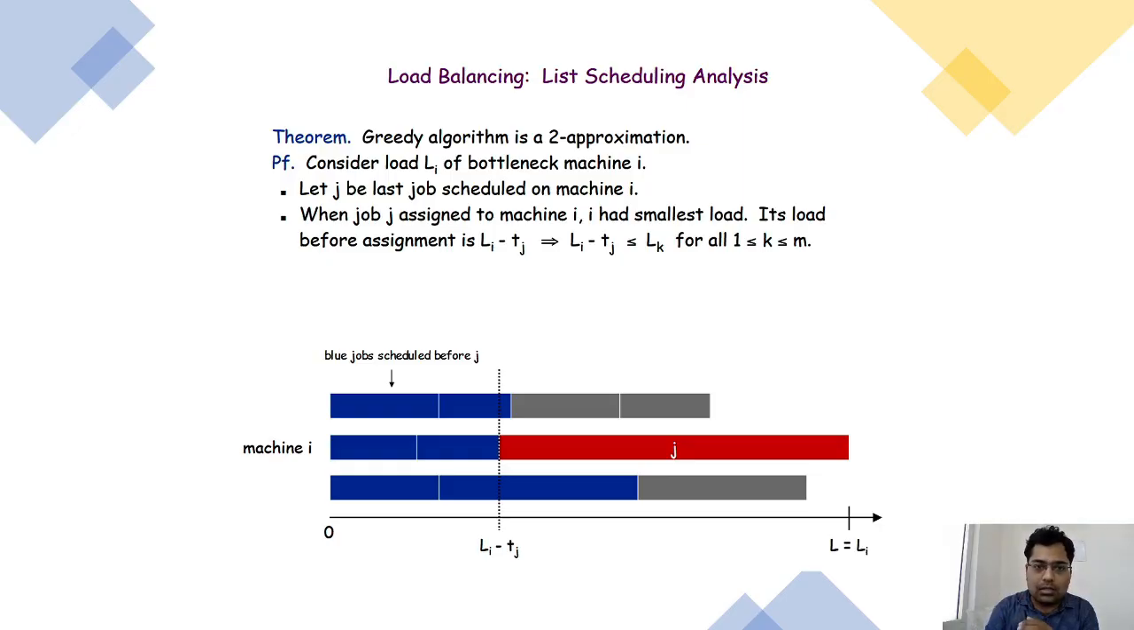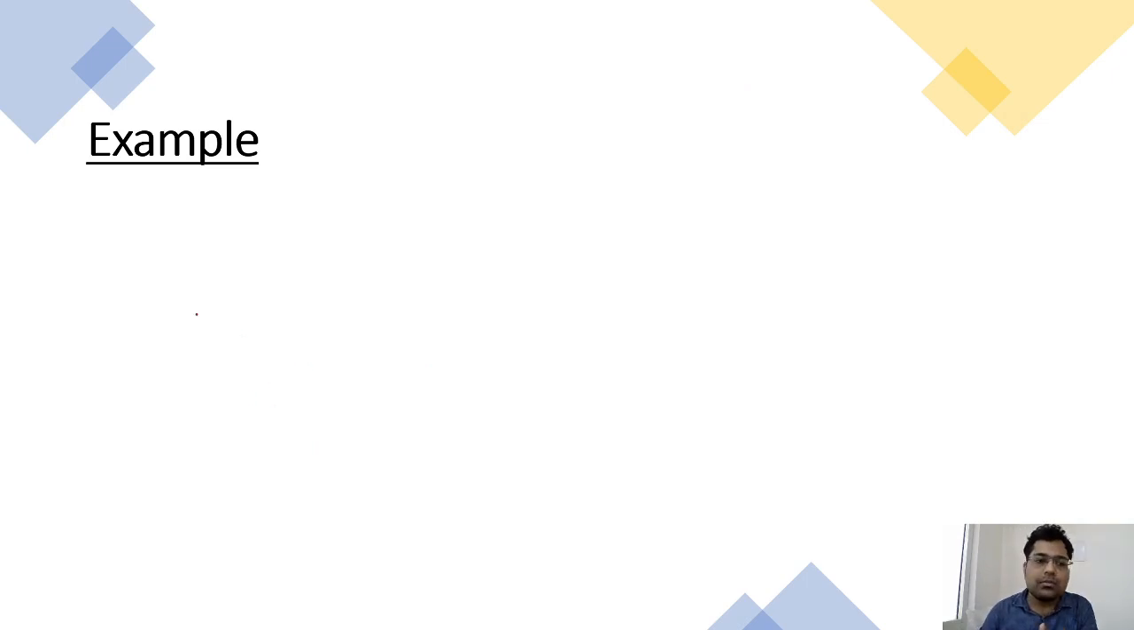Now we will focus on how the greedy algorithm is a two approximation algorithm. Whenever we assign the job to the machine which is lightly loaded, compared to all the machines, the load before adding t of j is up to this, which is L of K. L of K represents the machines from 1 to M. This much time is definitely less than or equal to the load of all the machines. I'm just giving an example through which you can understand.